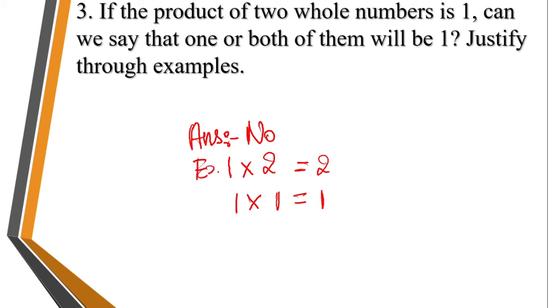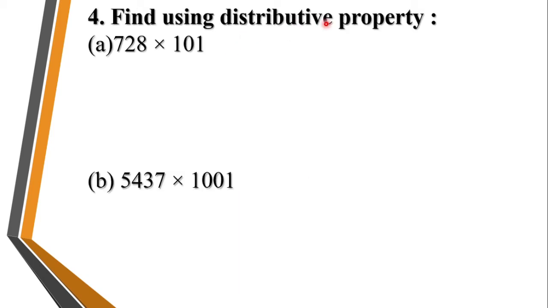And these are the examples. So 1 into 2 is 2 and 1 into 1 is 1. Now the fourth one is: find using distributive property. Here we have 728 into 101. Again, here we will use some tricks, right? 728 into 101 is a bit difficult, so we will use some properties to make it easy. And as I said in module 2, distributive property makes our problems easier, right?